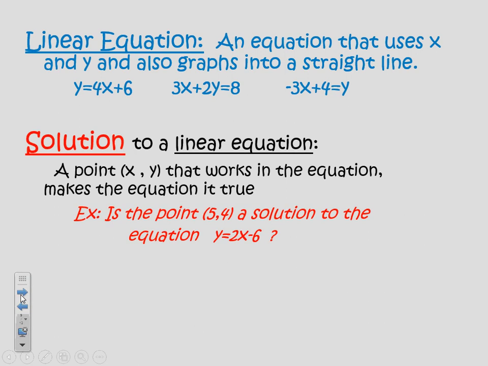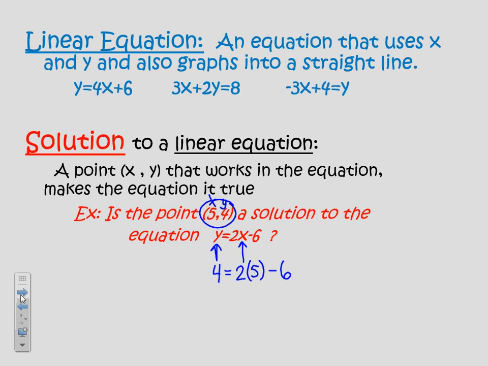Now, a solution to a linear equation is a point, an x-coordinate, y-coordinate. So a point that works in the equation and makes it true. So here's an example. Is the point (5, 4) a solution to this equation? y equals 2x minus 6. To know if this is in fact a solution, I would plug it in to see if it works. In the point, the 5 is the x and the 4 is the y. So using that knowledge, I'll take those values and plug them in where they belong into this equation. So the y is a 4. There was a 2 in the equation. The x is a 5.